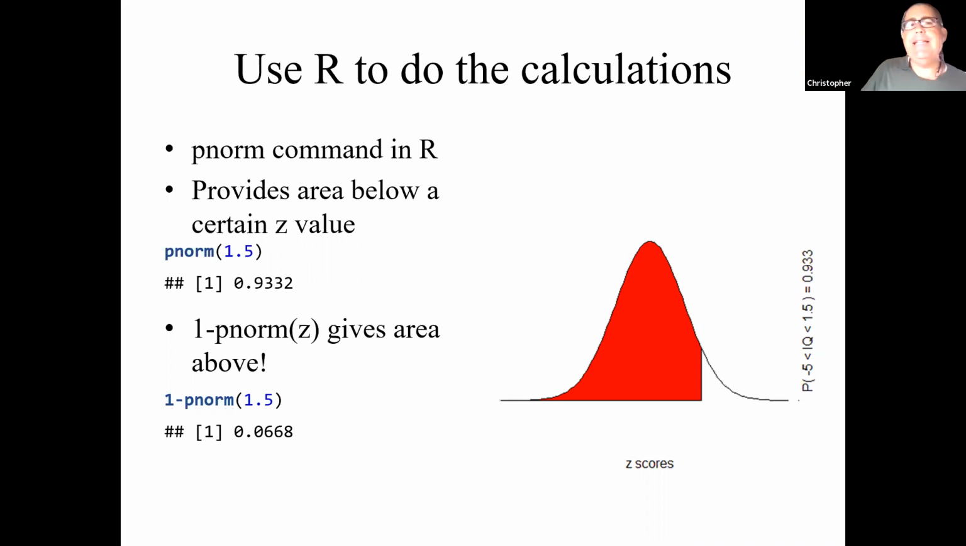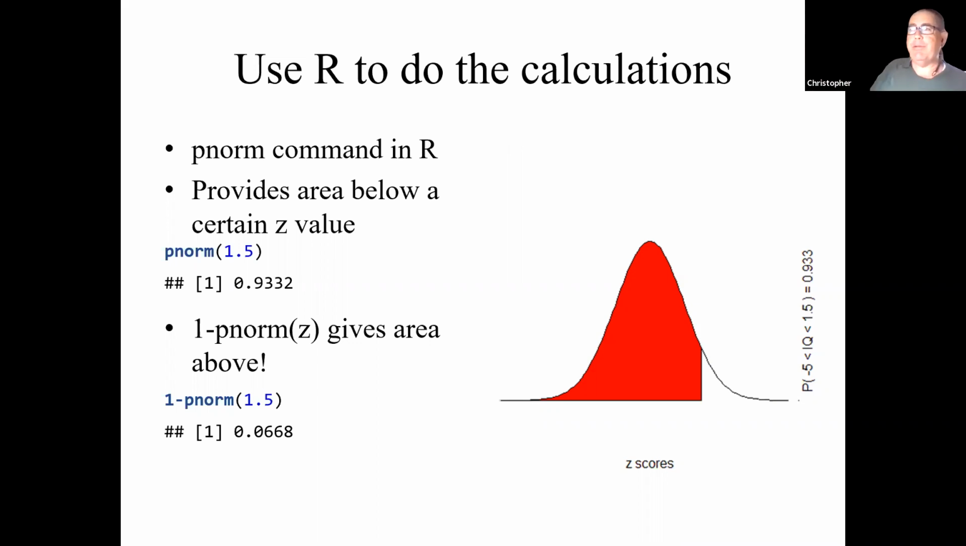There's a command called pnorm, probability on the normal distribution, I think that stands for. It's going to give you areas, the area below a certain z value. So if I issue the command pnorm 1.5, it gives me 0.9332, what we saw in the previous slides. That doesn't tell us how many people would be getting an A.